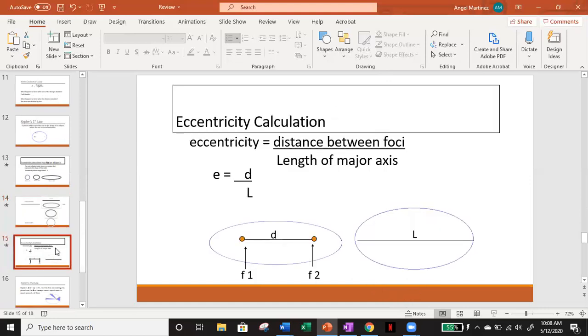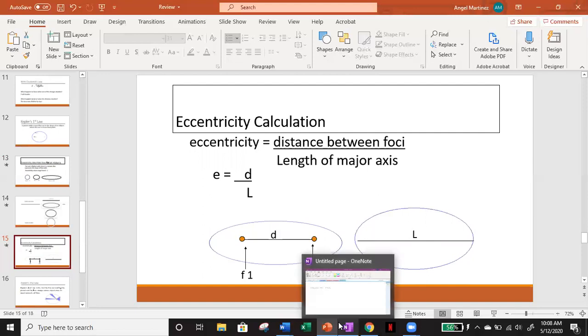A way that we can calculate eccentricity is to calculate d over L, where d is the distance between the two focal points. We see this right here. And L is the distance of this entire horizontal length. And you just divide them.